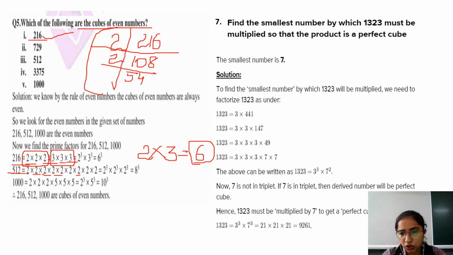You have to make the pairs of three numbers, same numbers. 2 into 2 into 2 will be one pair, 2 into 2 into 2 will be the second pair, 2 into 2 into 2 is the third pair. In square root we used to make pairs of only two numbers, right? Same numbers, like 2 into 2 one pair, 2 into 2 one pair. But in cube you have to take three same numbers, 2 into 2 into 2, and you have to take common from one pair one number.